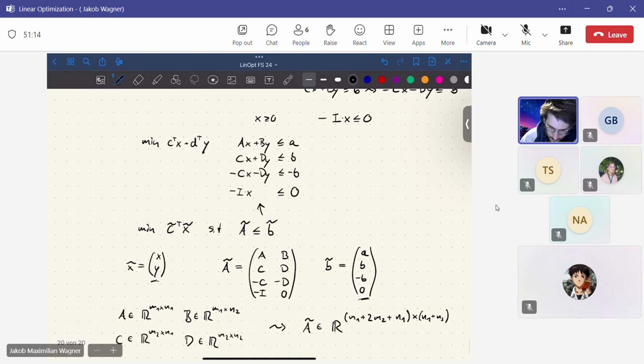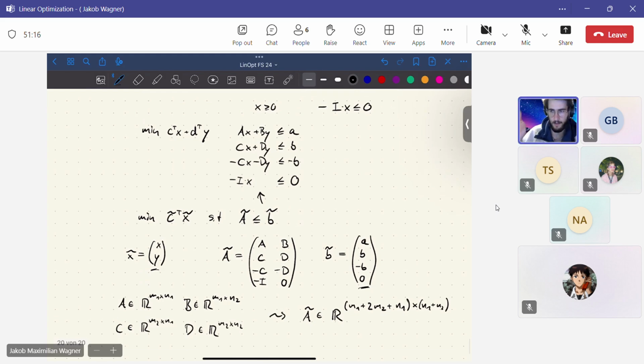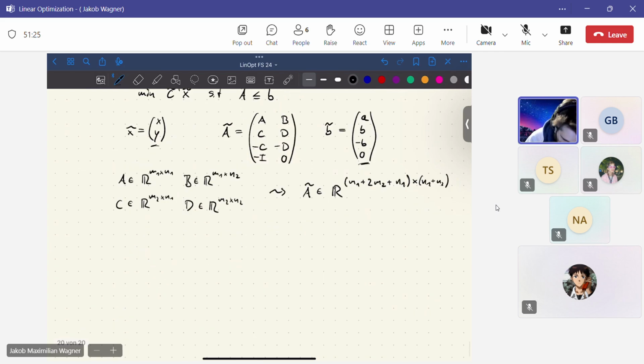Okay, so we see that if we have a problem that's written in general form, getting the canonical form is pretty straightforward. Let's see how we can get the standard form.